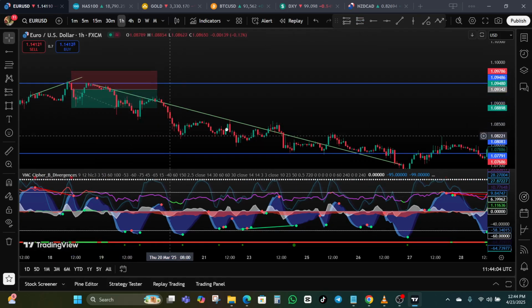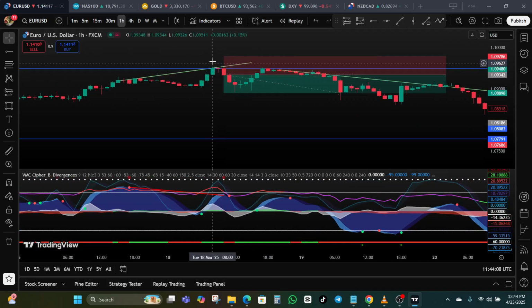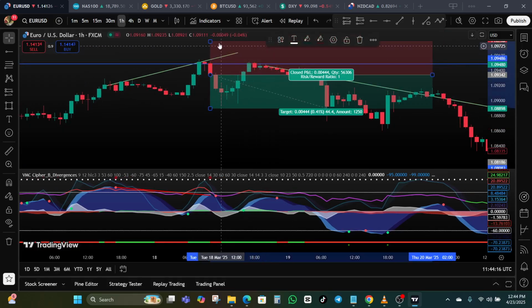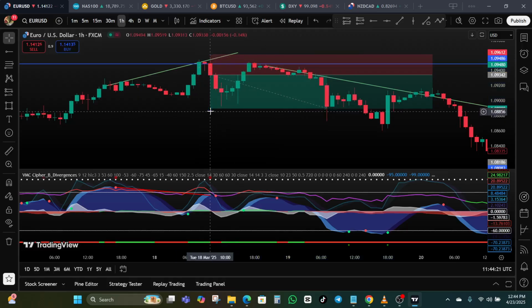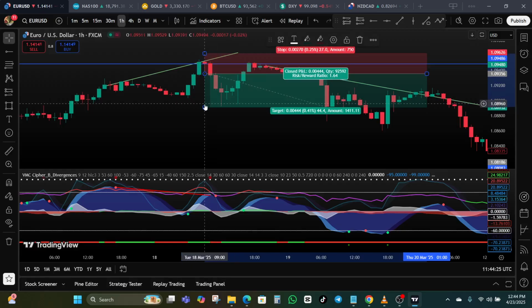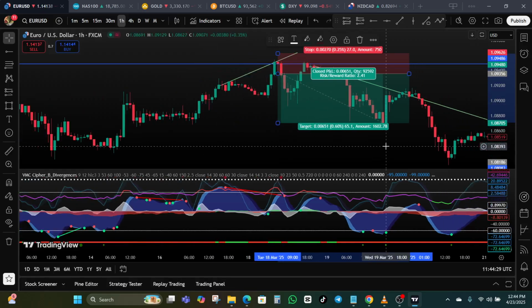Can you see we had something like an evening star? You can see an evening star pattern we had here. This was an evening star pattern, a bearish reversal candlestick pattern. So that would have been a good place to enter a sell trade. Your stop loss can be just above that pattern, above the recent swing high. Then your take profit can be around the next key support zone. So that's a good one.